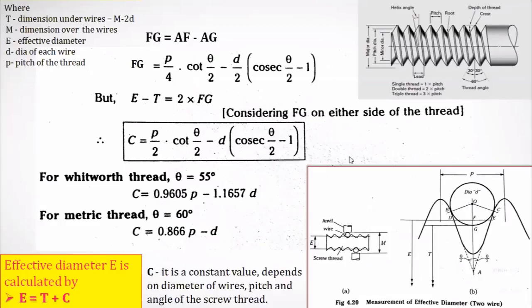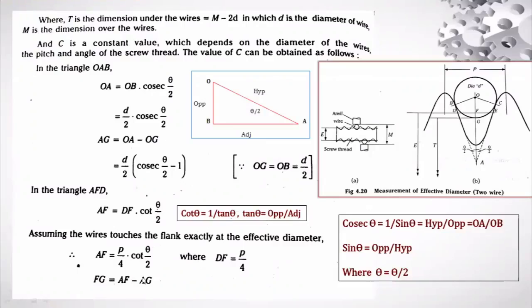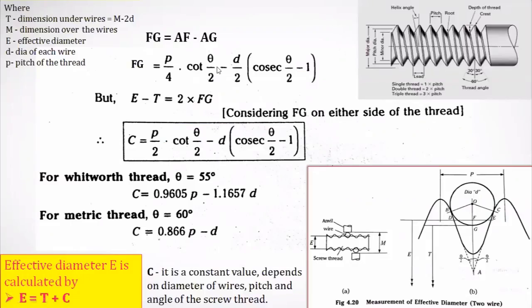Now the substitution, this AF value, this P by 4 cot theta by 2. How you obtained is, in the previous one, AF is P by 4 cot theta by 2. All of you can see this cursor, right? AF is P by 4 cot theta by 2. This is being represented in this AF value. And again, AG means this equation, what you obtained, AG, d by 2 into cosecant theta by 2 minus 1. That is being represented here. That is being substituted for this. I hope all of you are understanding, right?